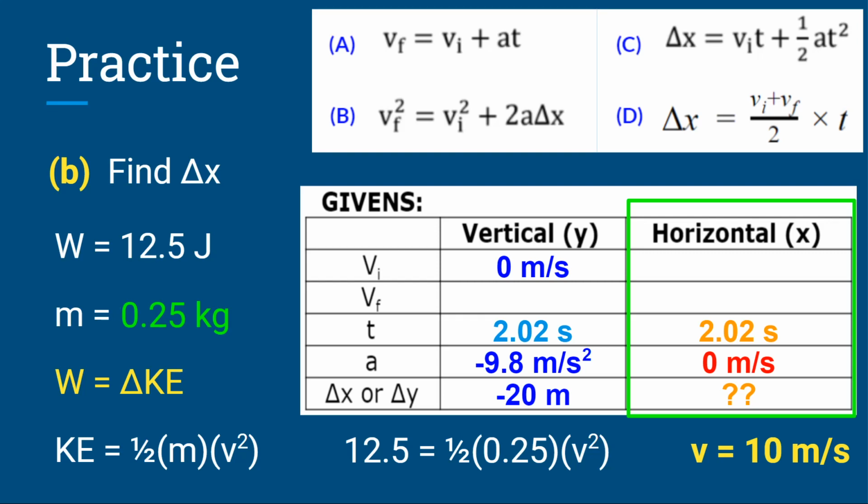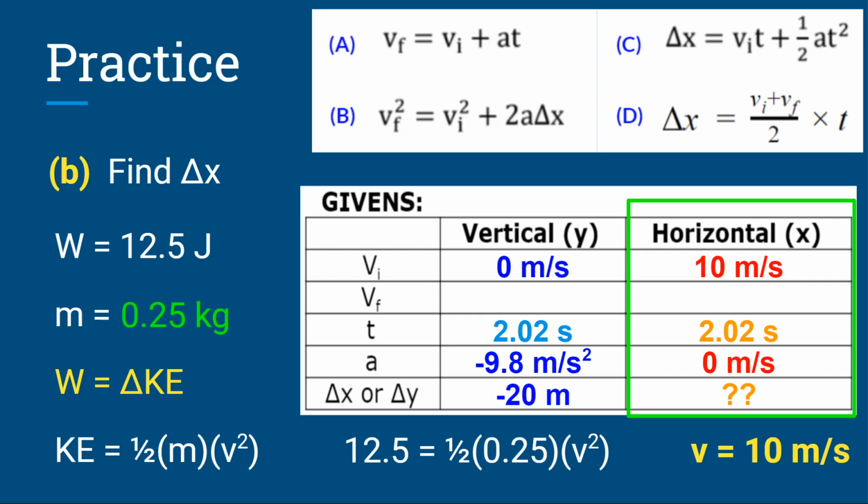Okay, that's the velocity that this dodgeball has after the work is done, which means that's the velocity this dodgeball has when it becomes a projectile. Remember, it's not a projectile until I stop touching it. Okay, so if I kick it, it's not a projectile until it leaves my foot and it's no longer in contact. So my initial velocity is 10 meters per second.